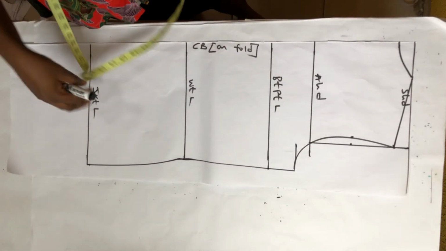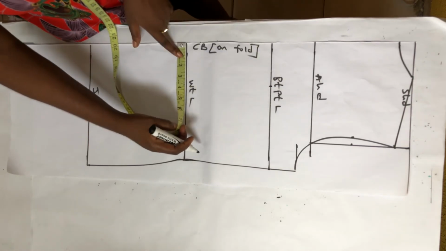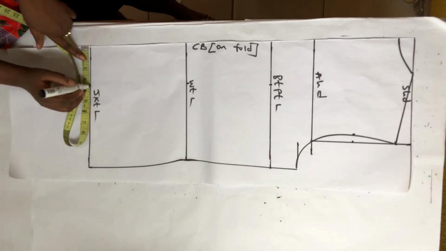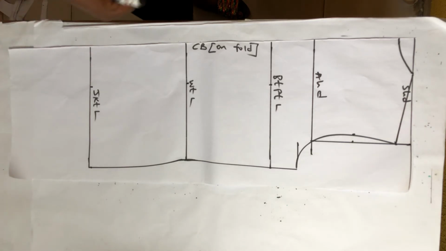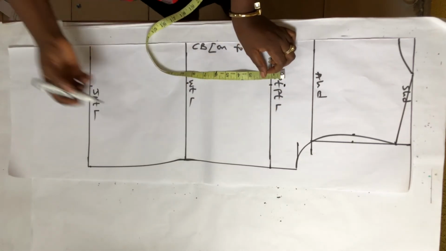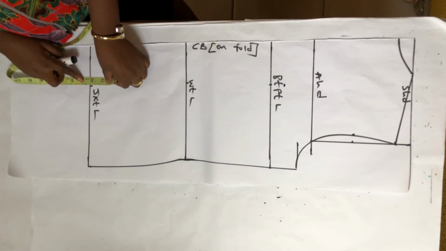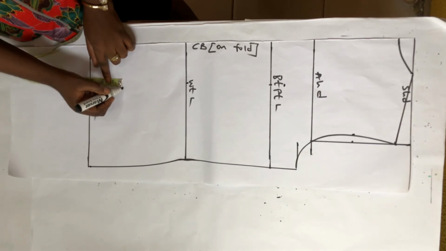Now I'm going to draw the darts. My bust apart is 3.5. I'll measure it on the bust point length line, on the waist length line, and on the jacket length line. My dart for the back starts 1 inch above my bust point length line and ends 3 inches before my jacket length line.